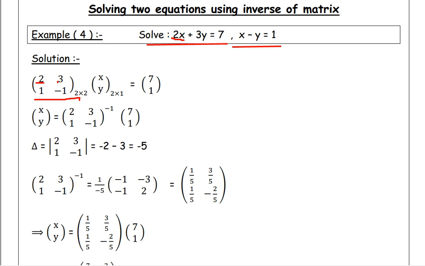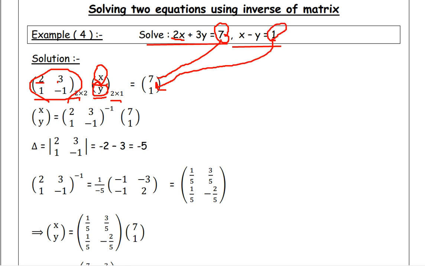Okay, so what are the variables or the unknowns that we want to find? They are x and y. Okay, so as we arranged this matrix, x first and then y, we will put here x and then y. The arrangement is very, very important. Okay, and this matrix of the order 2 by 1, the answer is 7 and 1. Okay, so we want to find the value of x and the value of y.